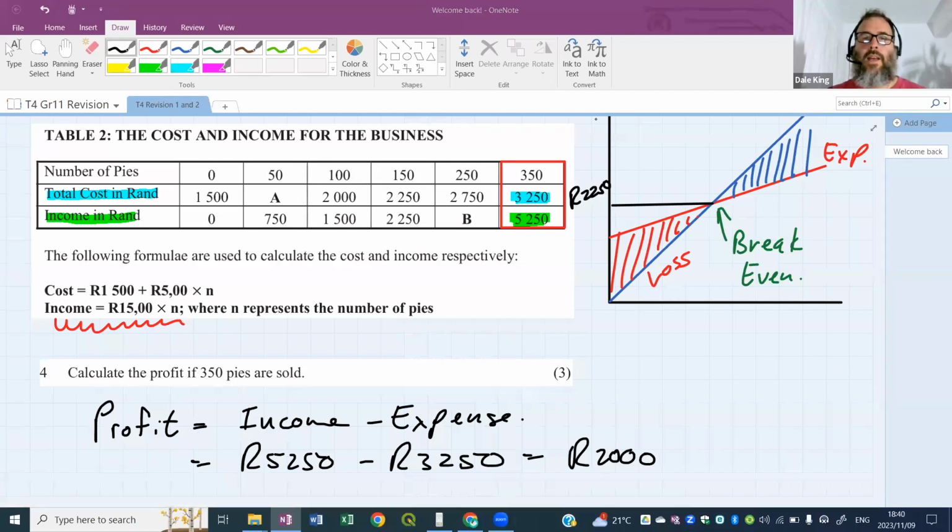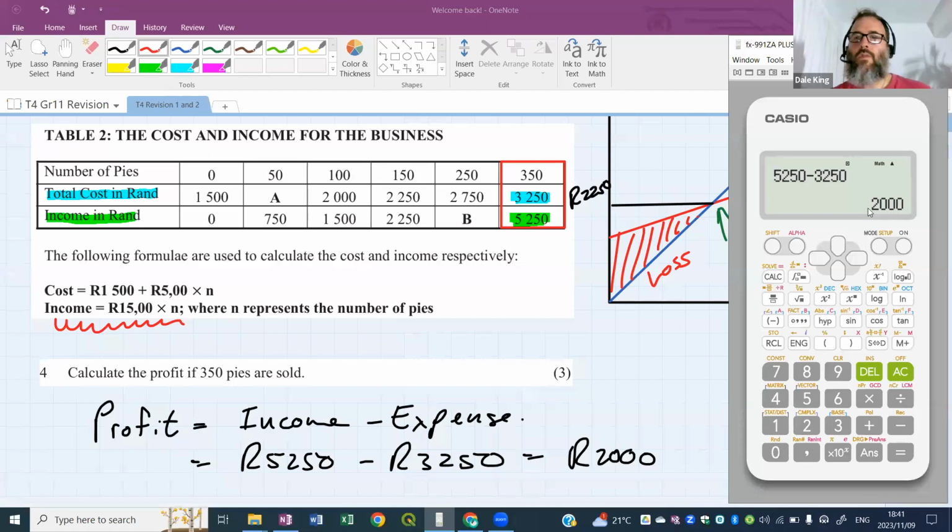Now, one thing about profit is we can see in these values that the income is higher than the expense, so we're actually going to be making a profit here. But sometimes it's not that easy to see. So how do you know if you're making profit? Well, when you do this calculation, you'll see on the calculator that the value is positive. What if the expenses were higher? Let's make that 6250. You take your income, 5250, minus your expenses, 6250, and you press equals, and you get a little negative sign in front.